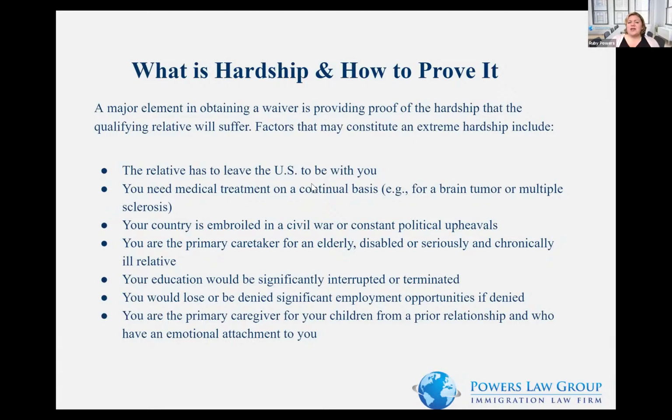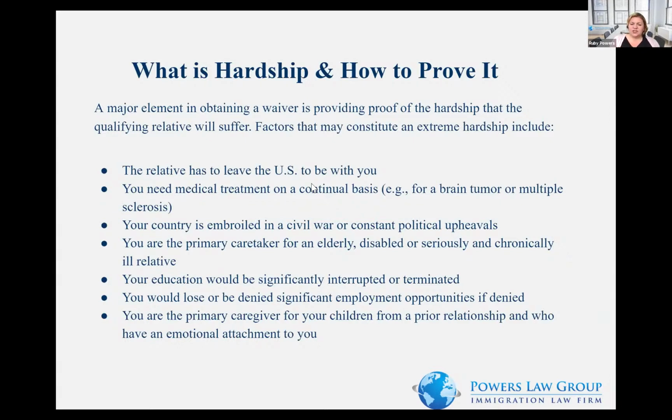So a major element in obtaining a waiver is providing proof of the hardship. Factors that constitute extreme hardship include the relative would have to leave the U.S. to be with you. Everything we talk about, everything from finances, mortgages, education, profession. Maybe you have a custody arrangement with a prior relationship and you need to stay close by, or you have to pay child support.